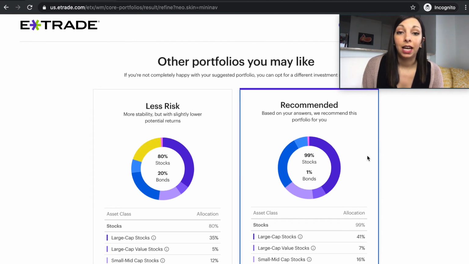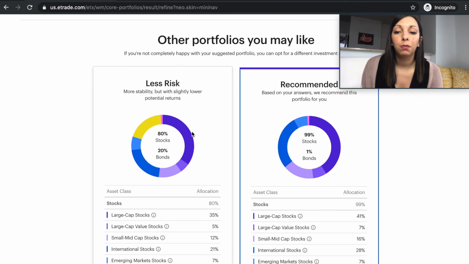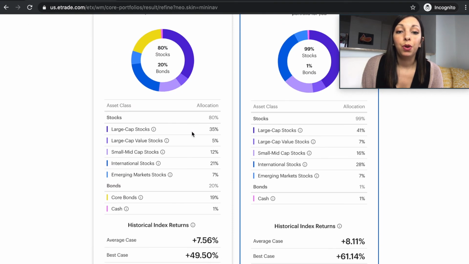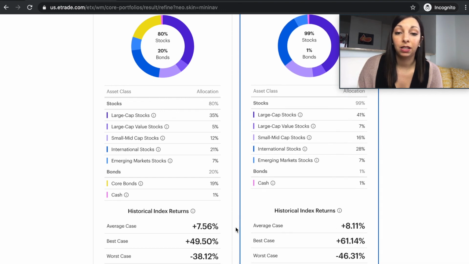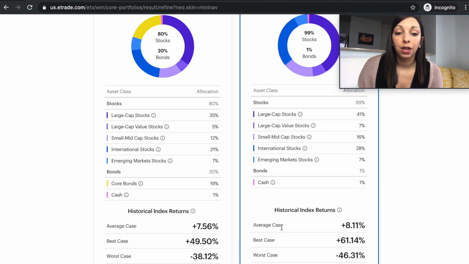So instead of the 99% stock that it was recommended based on your answers, it shows you another alternative, including 20% bonds. This also will give you the breakdown of large cap to small cap to international emerging markets, just so you get an idea of how that would actually be broken down. It also shows you an average historical returns based on investing like this. So you can take a look at that.